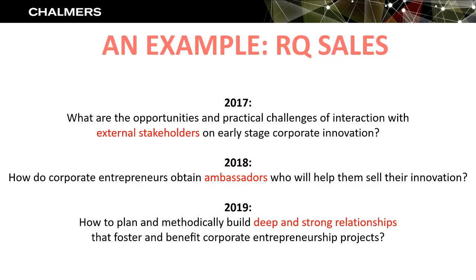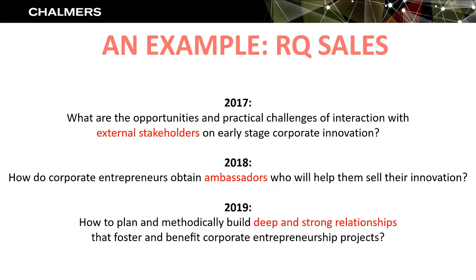Here's an example of a couple of research questions that we've been working with in the area of entrepreneurial sales in corporate entrepreneurship. We've been looking at what are the opportunities and challenges of interacting with external stakeholders when you work with early stage corporate innovation. In 2018, we looked at how corporate entrepreneurs obtain ambassadors who will help them sell their innovation, internally as well as externally. And up until this year, we looked at how to plan and build deep and strong relationships that foster and benefit corporate entrepreneurship projects, also internally within the corporate organization and externally outside the organization.